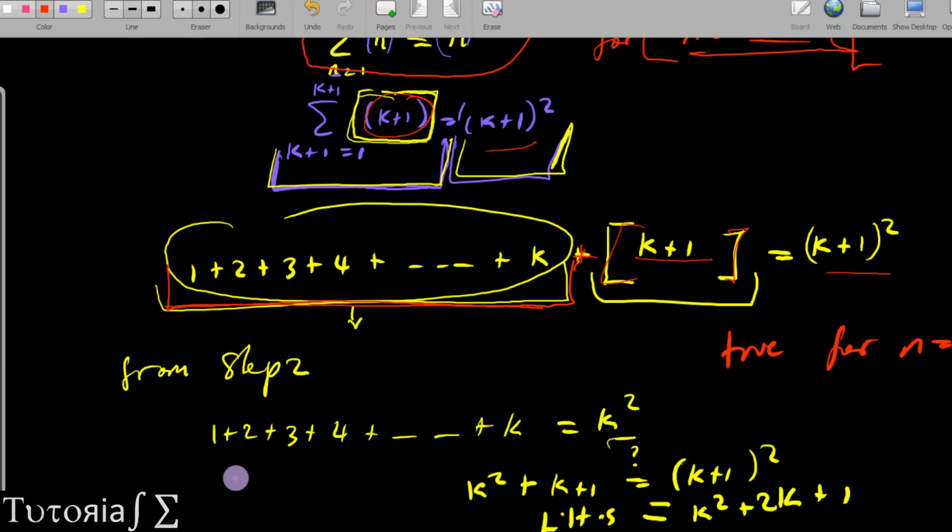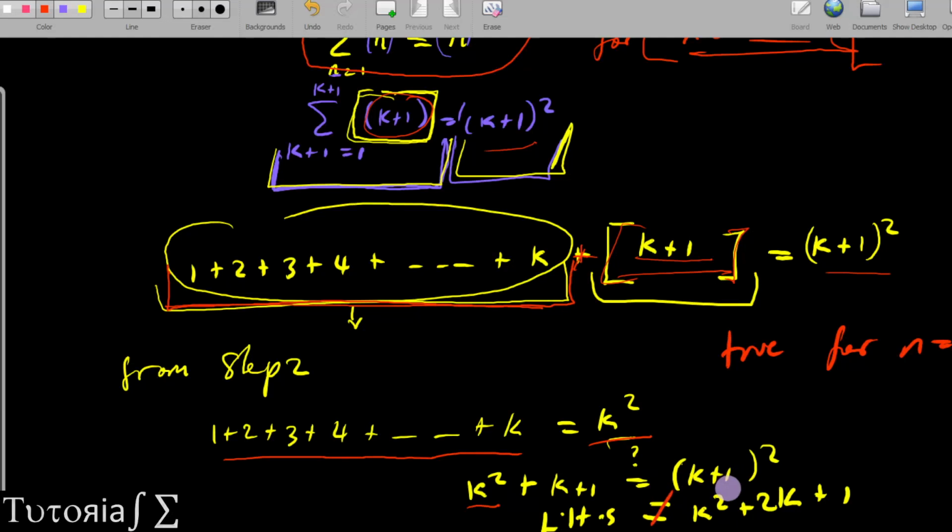So now from step 2, always use step 2 here for series and all other mathematical induction problems. From step 2, we have this is basically just equal to that. So we'll replace it here and it will give us k squared plus what we have here, which is k. Okay, so let's see. So actually, no. So here this will be k squared plus k plus 1.